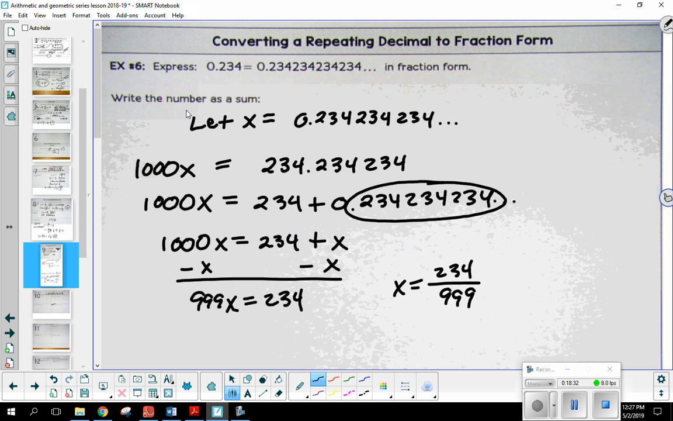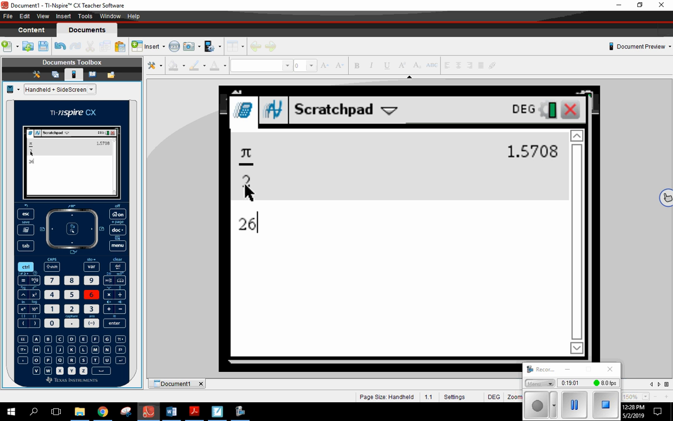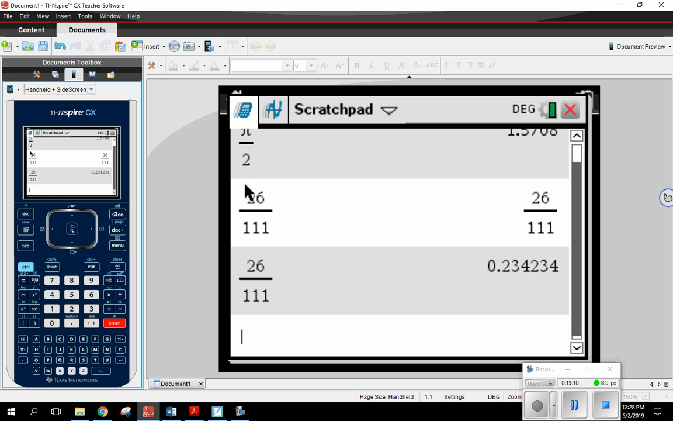And the only thing left is to go ahead and simplify it if it does. Will 234 over 999 simplify? I believe they're both divisible by 3. I believe that's it, yes. 26/111. All right. And then we can go ahead and test that real fast. If I take 26 and divide it by 111, it's going to keep giving me 234, 234 over and over again. Okay, good.